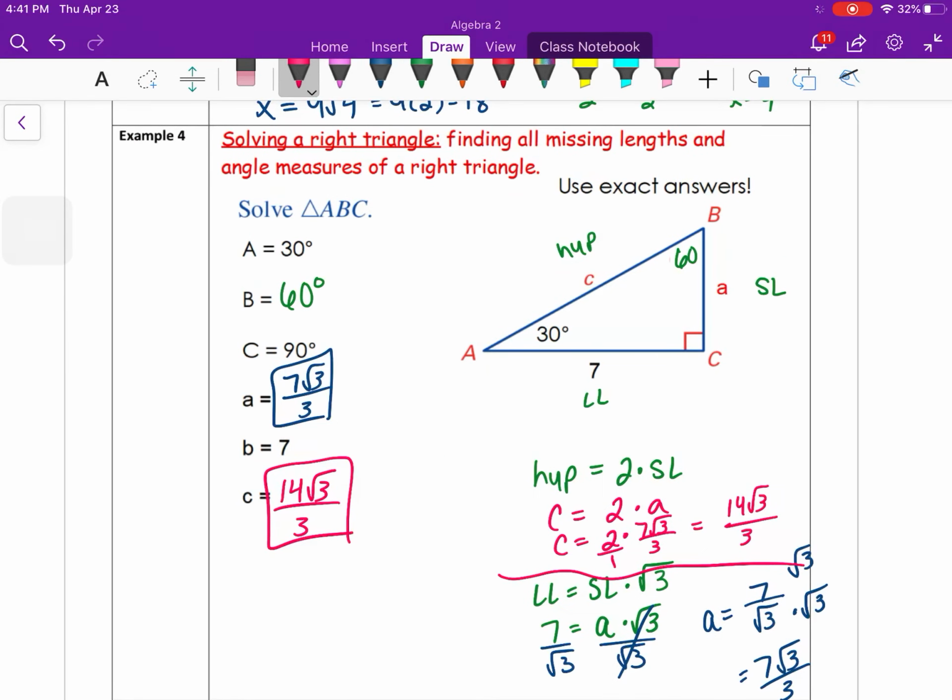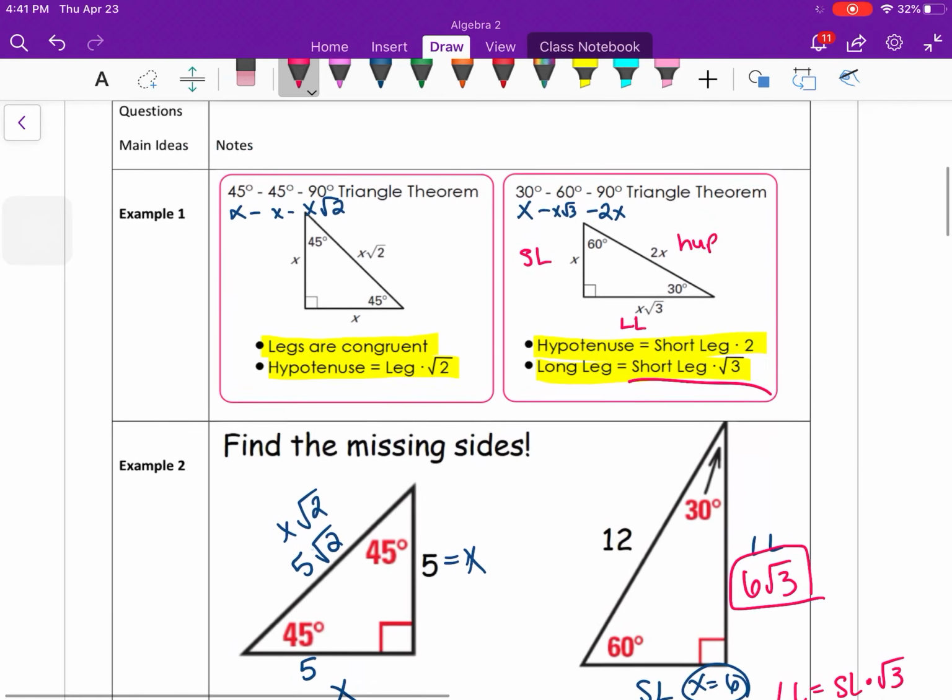So definitely much shorter special right triangles. Try to memorize these original formulas so you know them. It's going to be really helpful, especially if you go on to take trig next year.